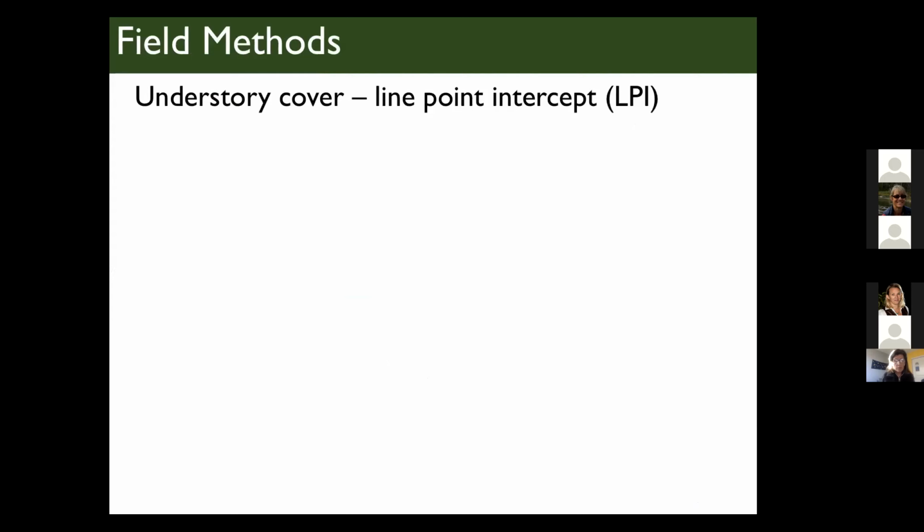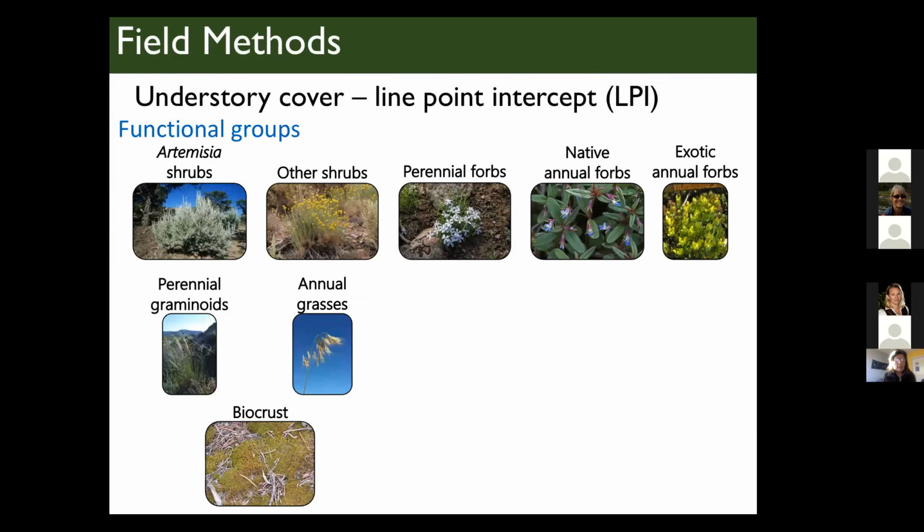Again, we're interested in understory responses. We measured understory cover using a line point intercept, and we extended some of the functional groups that previously had been examined in the SageSTEP network. So we have 8 different functional groups: Artemisia shrubs, other shrubs, and a lot of these include some resprouters, perennial forbs, native annual forbs, exotic annual forbs, perennial graminoids, annual grasses, and we've also included biocrust.